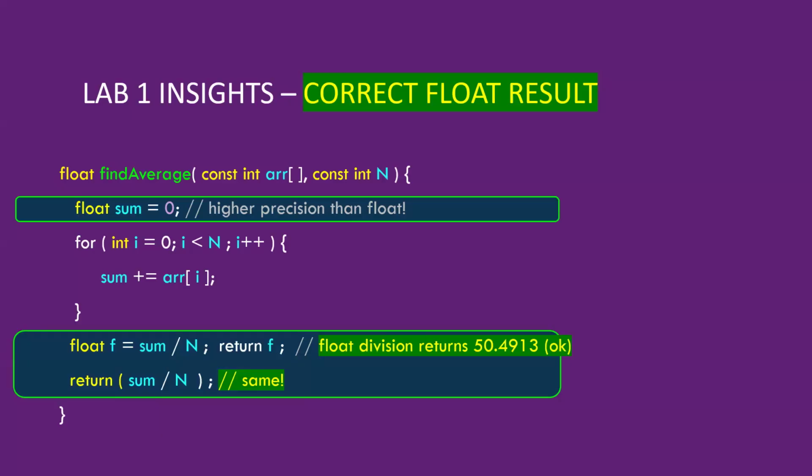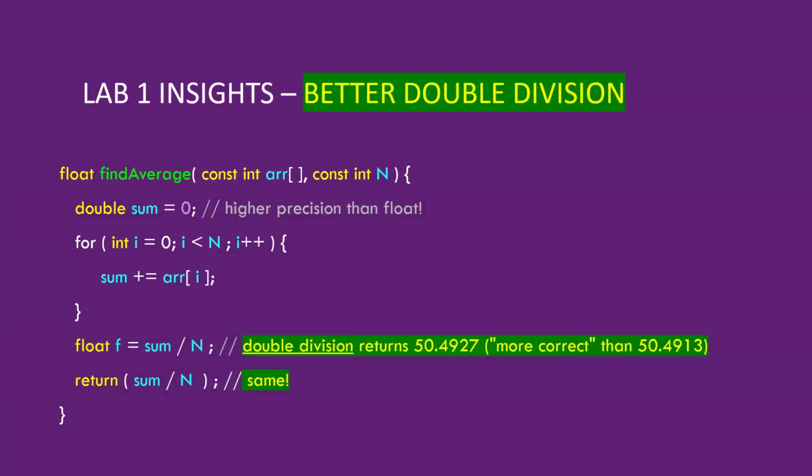Now, some of you went even further, which is great. Float doesn't have as much precision as double. So some of you said, well, I'll do my sum in double space, divide it by an integer, and that will do the actual division in double space.